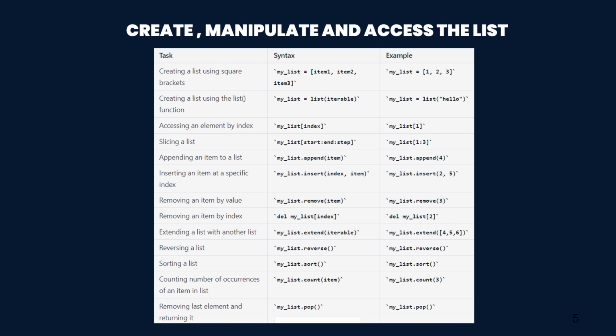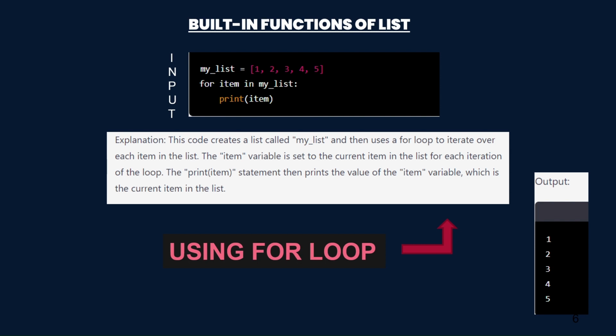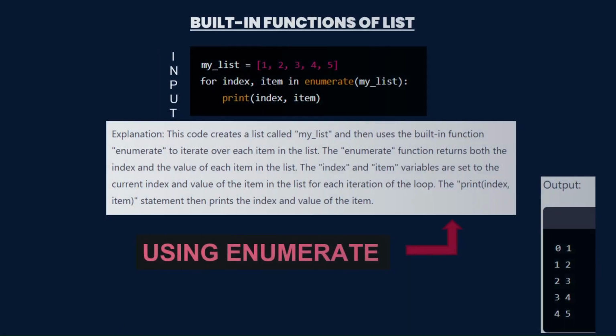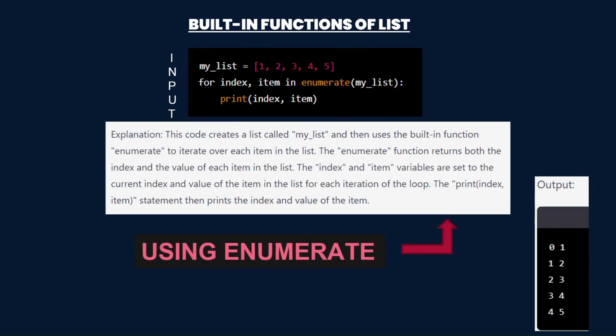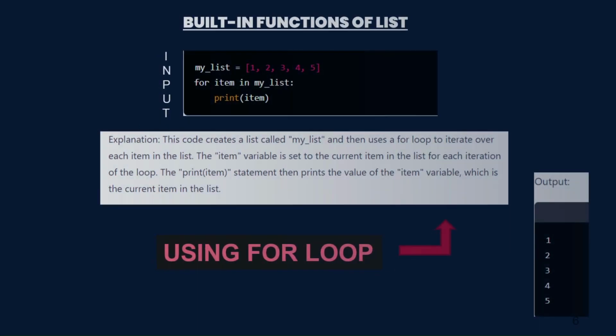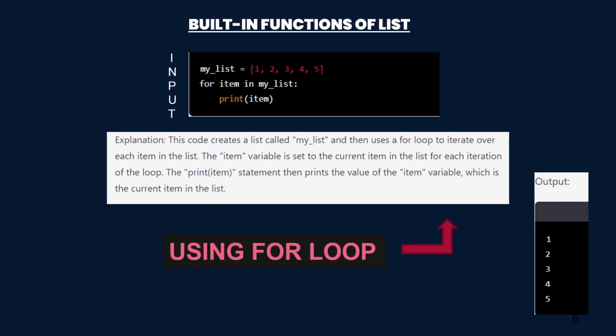Alright, so next comes built-in functions of list. There are three types: using for loop, then using enumerate, then using list comprehension. So let's see them one by one. The first function is using for loop. The example is like this: my_list equals 1 2 3 4 5. So we have created a list by 1 2 3 4 5. We will write for item in my_list print item.